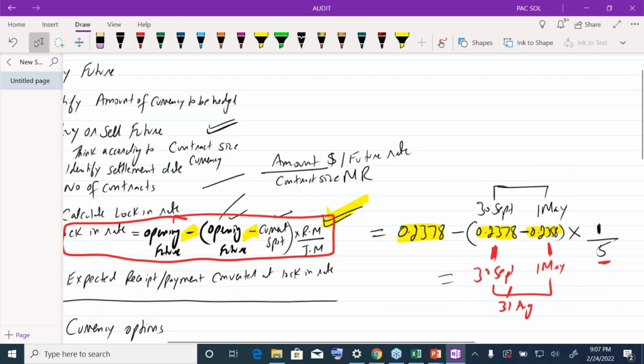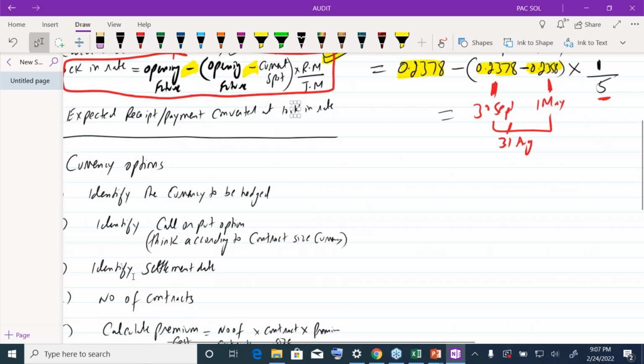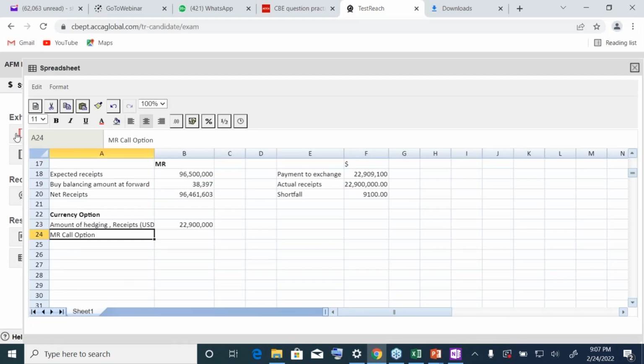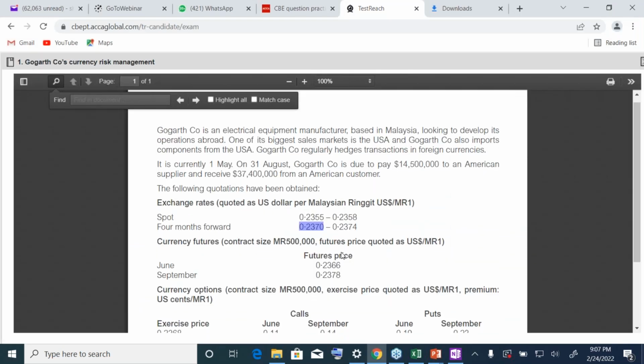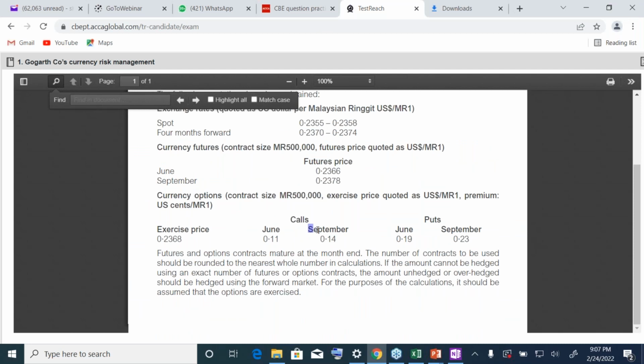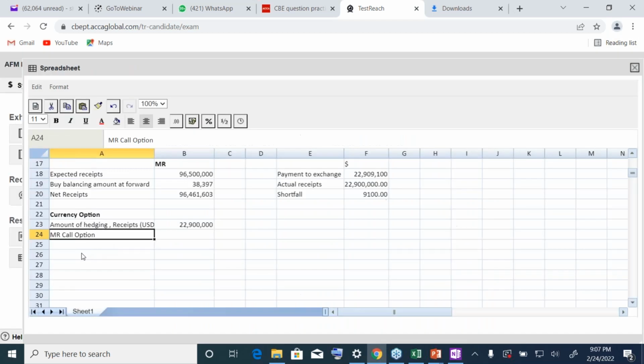Okay. What is the third step? Identify settlement date and number of contracts. So the settlement date is, call option and September contract. September contract size is MR. September contract, 0.2368.